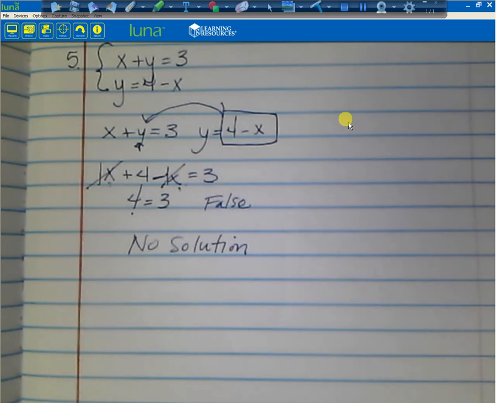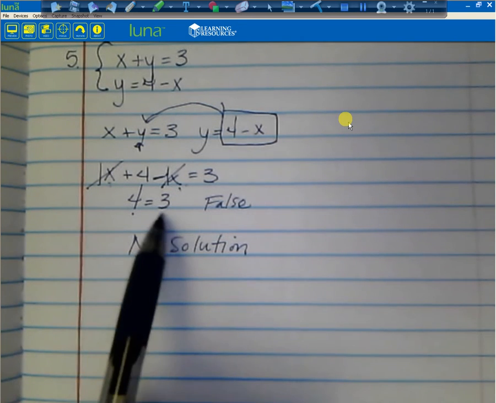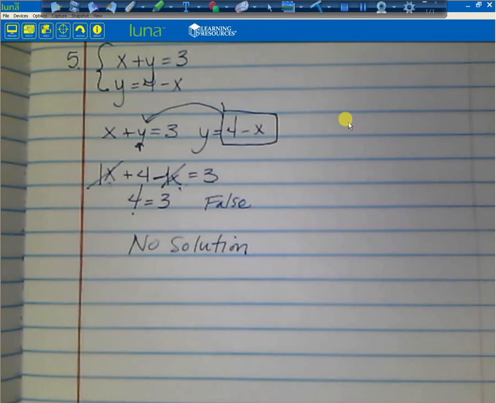Now we're going to look at an example of what it means if these two ended up being equal. You don't have to check this because there's no solution. No matter what you plug in, it's never going to be true. Again, the lines are parallel if you were to graph them.